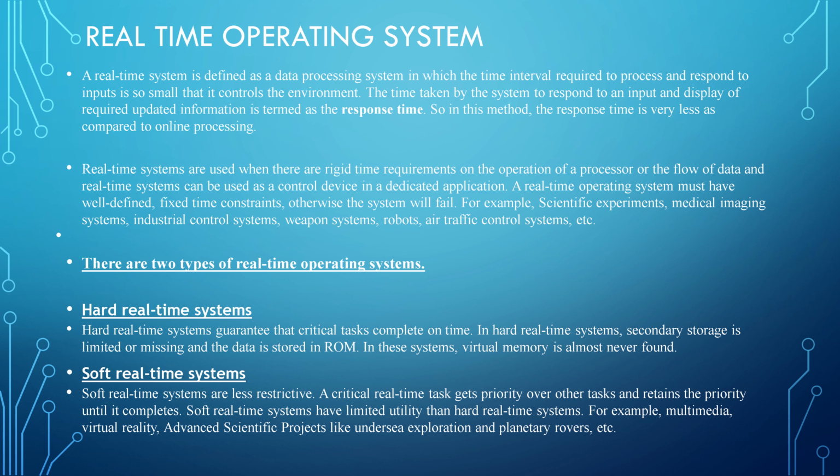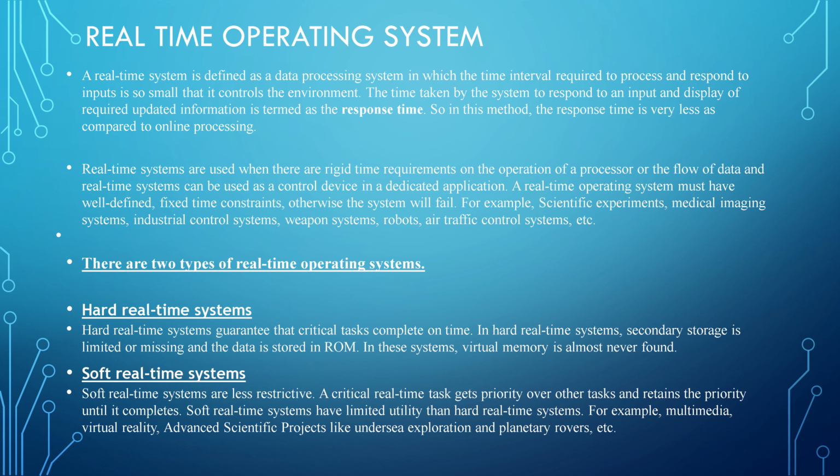There are two types of real-time operating system. The types of real-time operating system we have: hard real-time operating system and soft real-time operating system. Hard real-time system guarantee the critical task completion on time. In hard real-time system, secondary storage is limited or missing and the data is stored in ROM. In this system, virtual memory is almost never found.